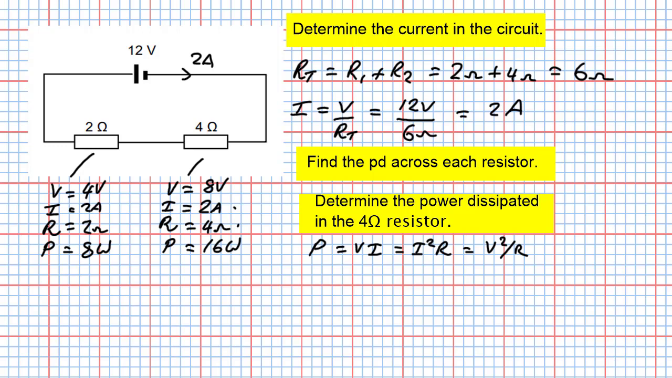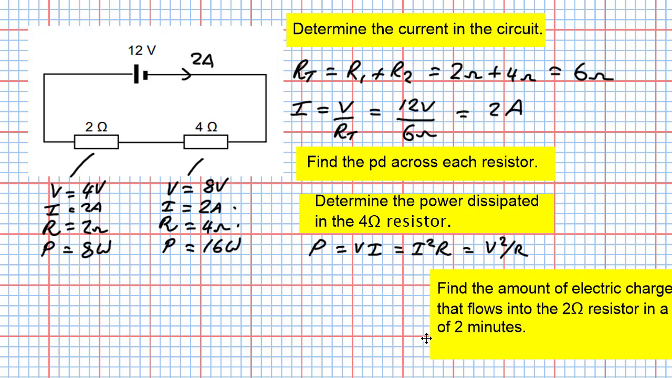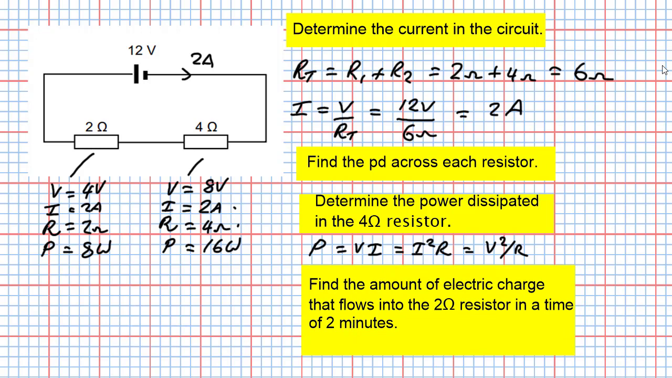Now what other question could they ask you in circuit theory? Well, they could ask you this one: find the amount of electric charge that flows into the 2 ohm resistor in a time of 2 minutes. Now that equation is from the data book. We know that the current I is also equal to Q divided by T. So rearranging, we get Q equals IT.